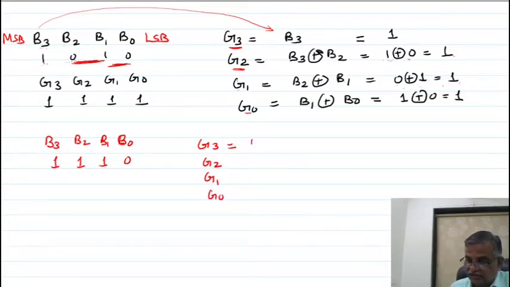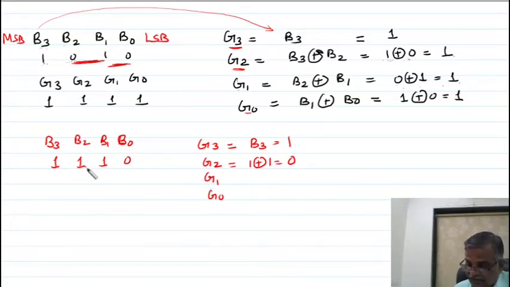This G3 is the B3 itself, so it is your 1. G2 is none but the exclusive OR function of these 2. Exclusive OR function of these 2 means what? 1, 1. So again it is 1 exclusive 1, so it is your 0.